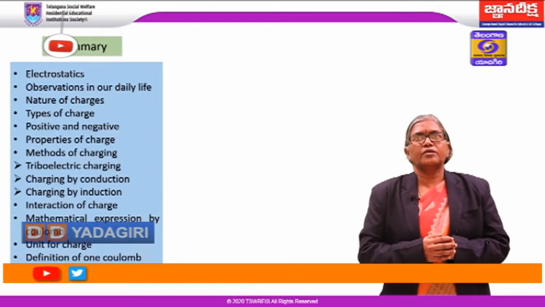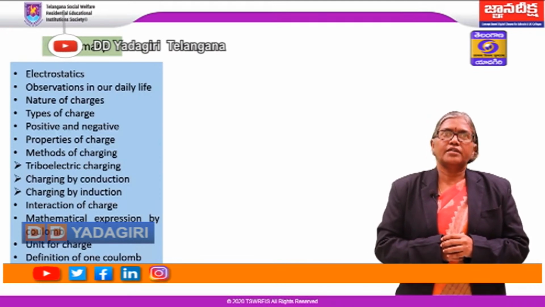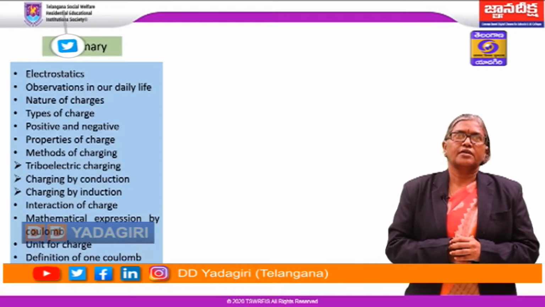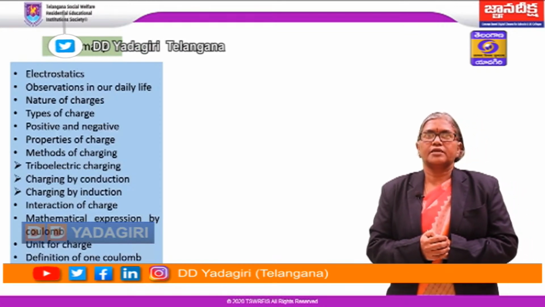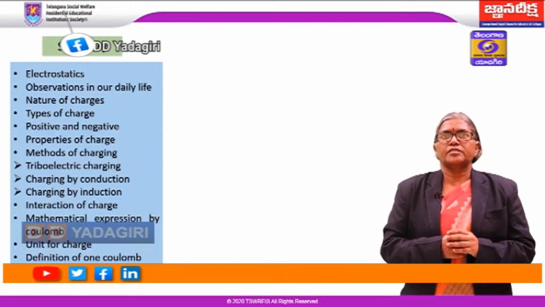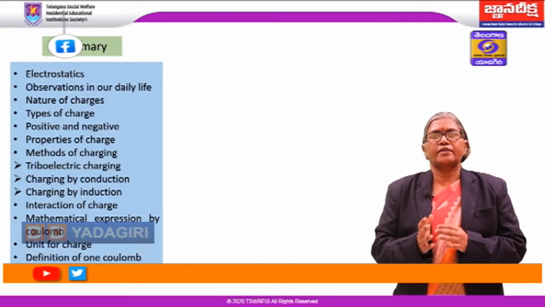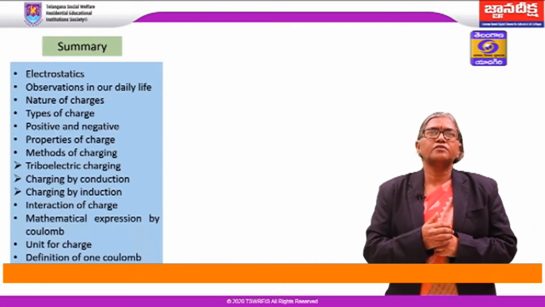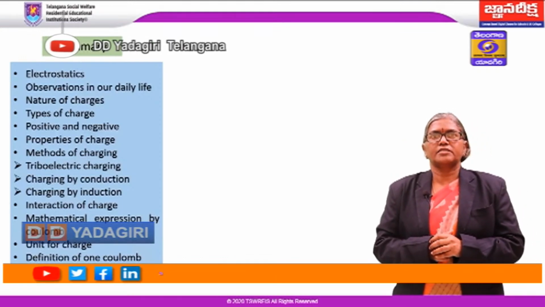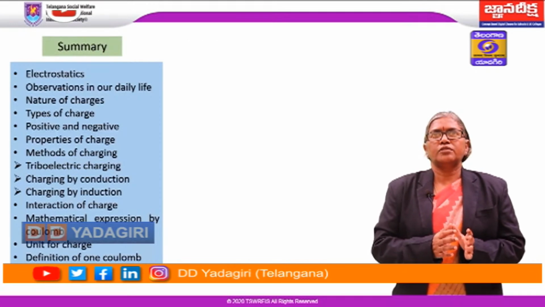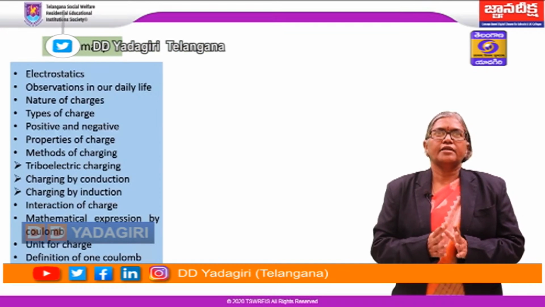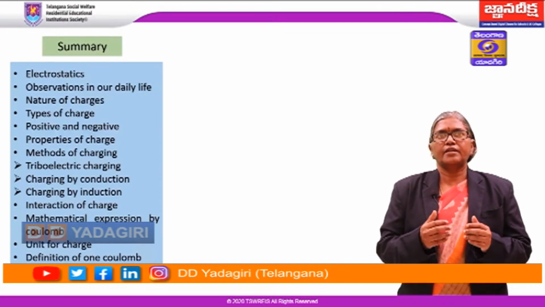We also learned about the nature of charges, and that there are two types of charges, positive charge and negative charge. The basic elementary particles, electrons and protons, carry the same magnitude of charge, but one carries negative charge and the other carries positive charge. The charge value of an electron and a proton is 1.6 into 10 to the power of minus 19 coulombs. Here, positive and negative do not mean that they have directions. It indicates that they are of two different natures.